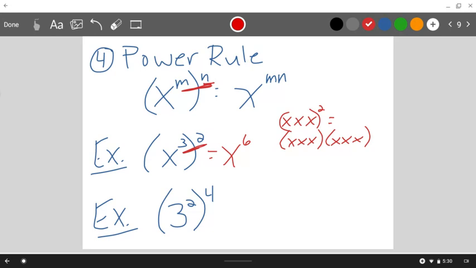For the example on the bottom, 3 squared to the 4th, again, you're going to multiply the exponents, and that would be 3 to the 8th, and I would want you to go ahead and plug that in your calculator to get 3 to the 8th, 6561.